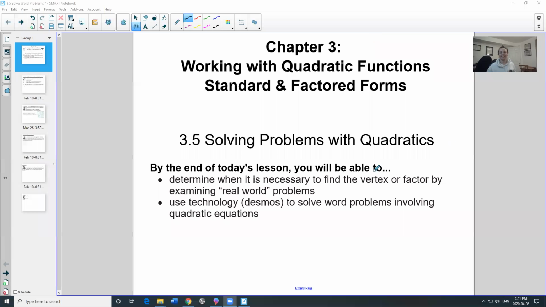Good morning, grade 11s. So today we are going to be continuing with chapter 3. We are looking at section 3.5, where we are working with both your standard and your factored forms in order to solve quadratic problems or word problems.